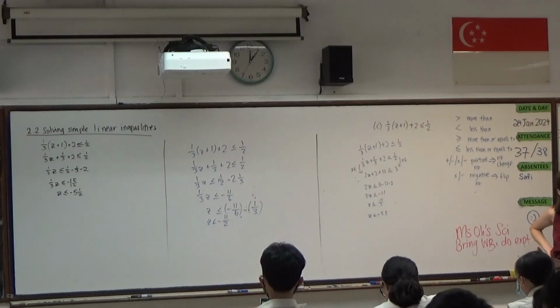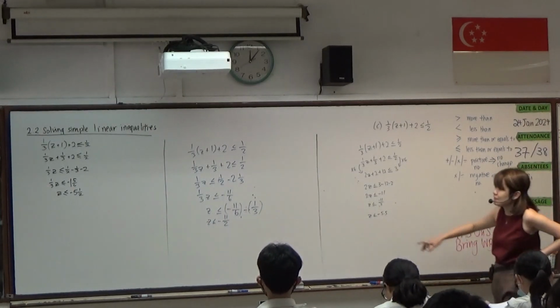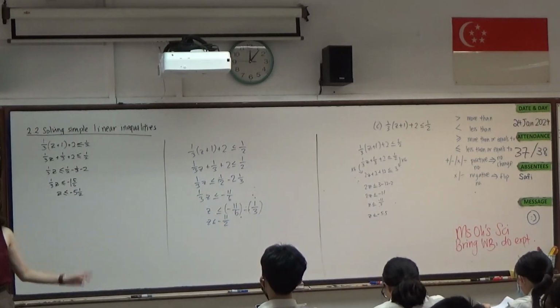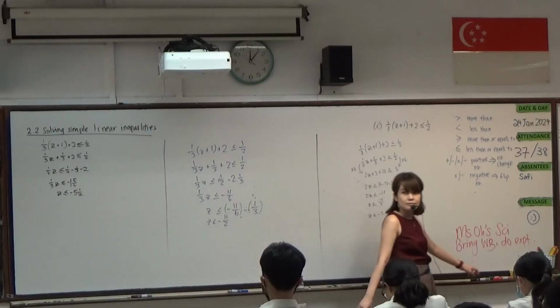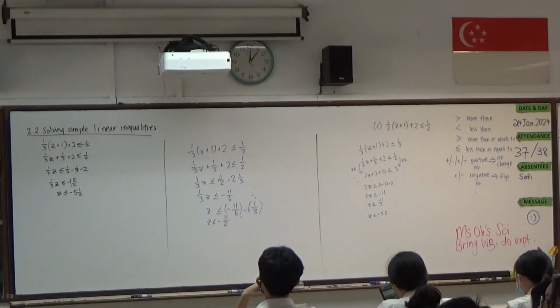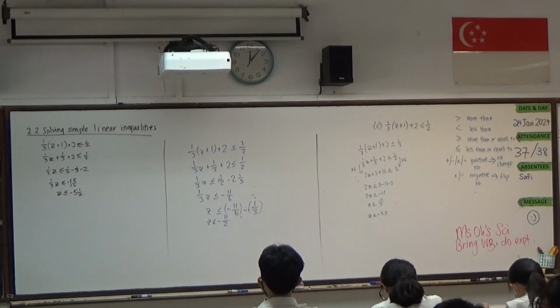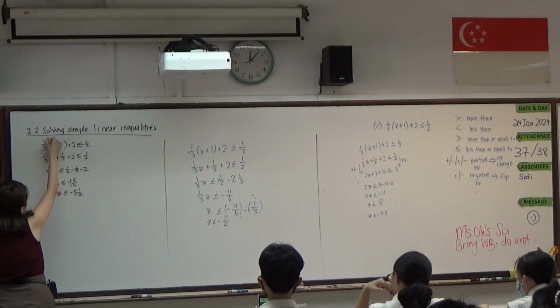Everybody's final answer is the same actually. z less than or equal to negative 5.5, or negative 11 over 2. They're all the same. Agree? Now let's look at the working that we presented. Let's look at this one here first, for Katie. What she did was that she expanded this. How many of you actually chose to do expansion?